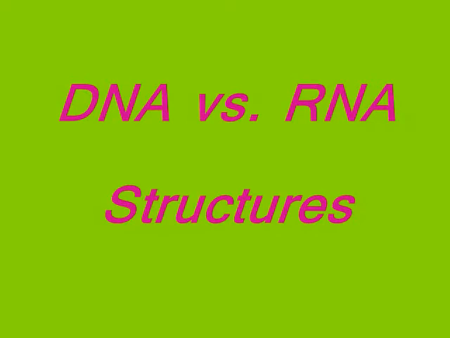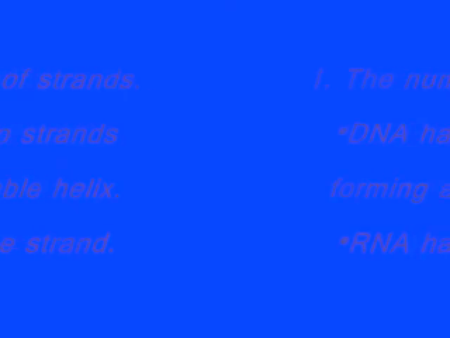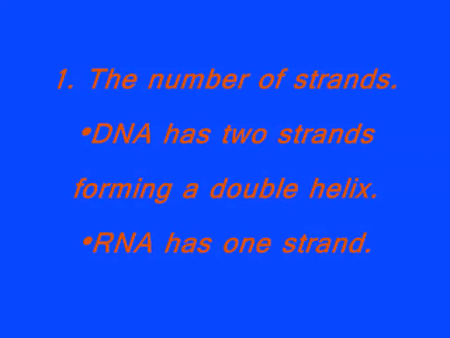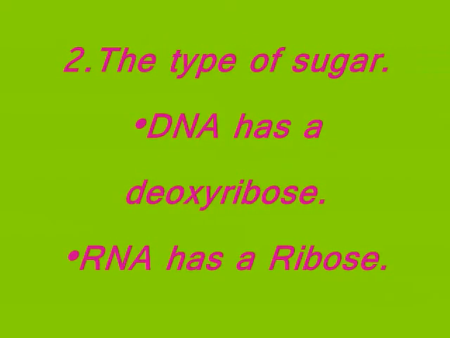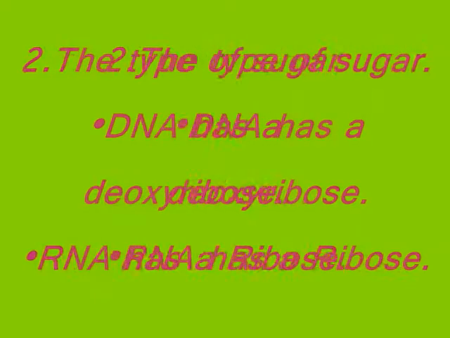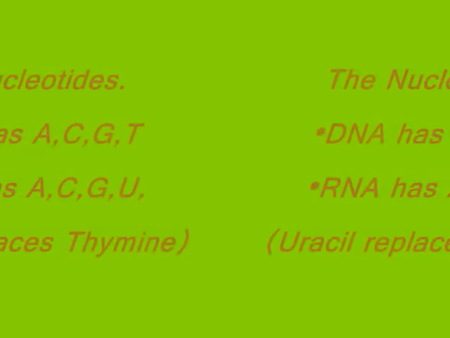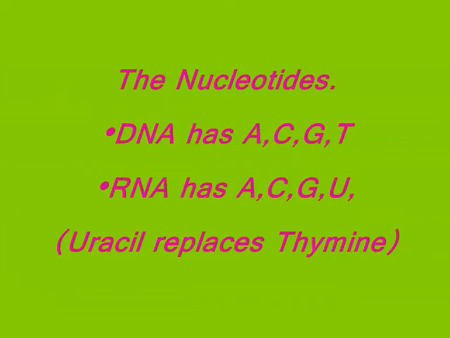DNA versus RNA structures. 1. The number of strands. DNA has two strands, forming a double helix. RNA has one strand. 2. The type of sugar. DNA has a deoxyribose. RNA has a ribose. 3. The nucleotides. DNA has A, C, G, and T. RNA has A, C, G, U. Saw the differences? Remember them.